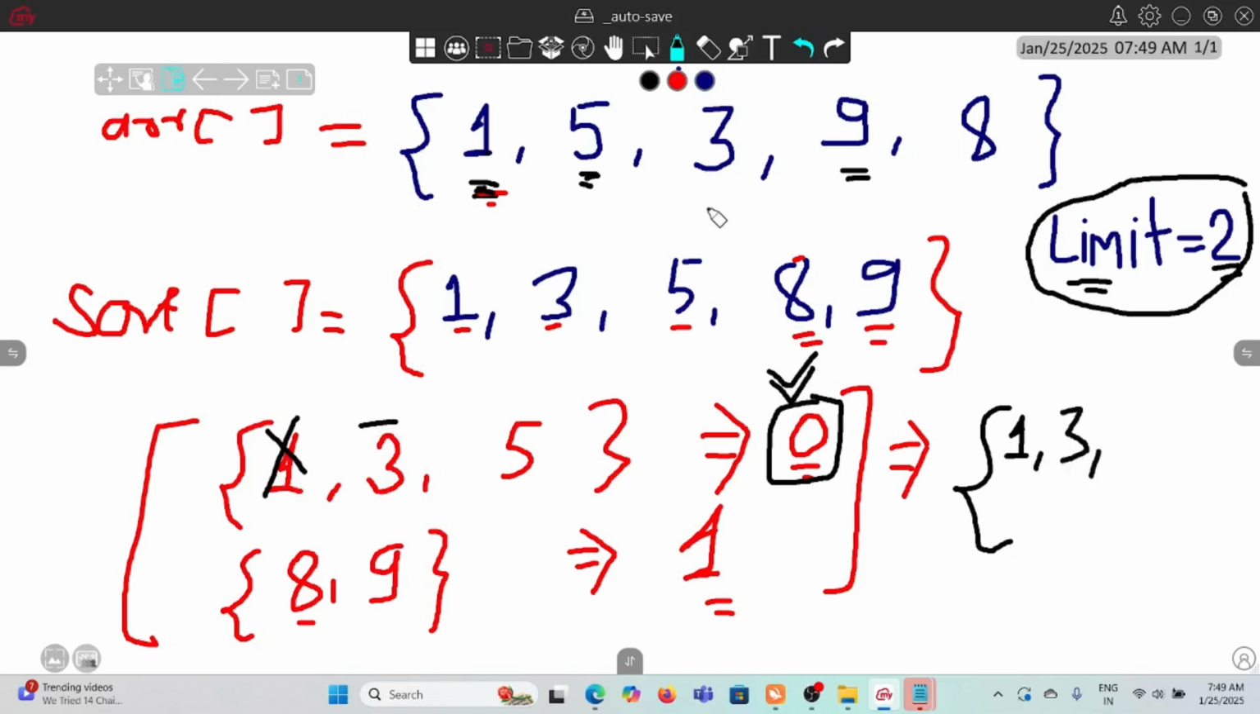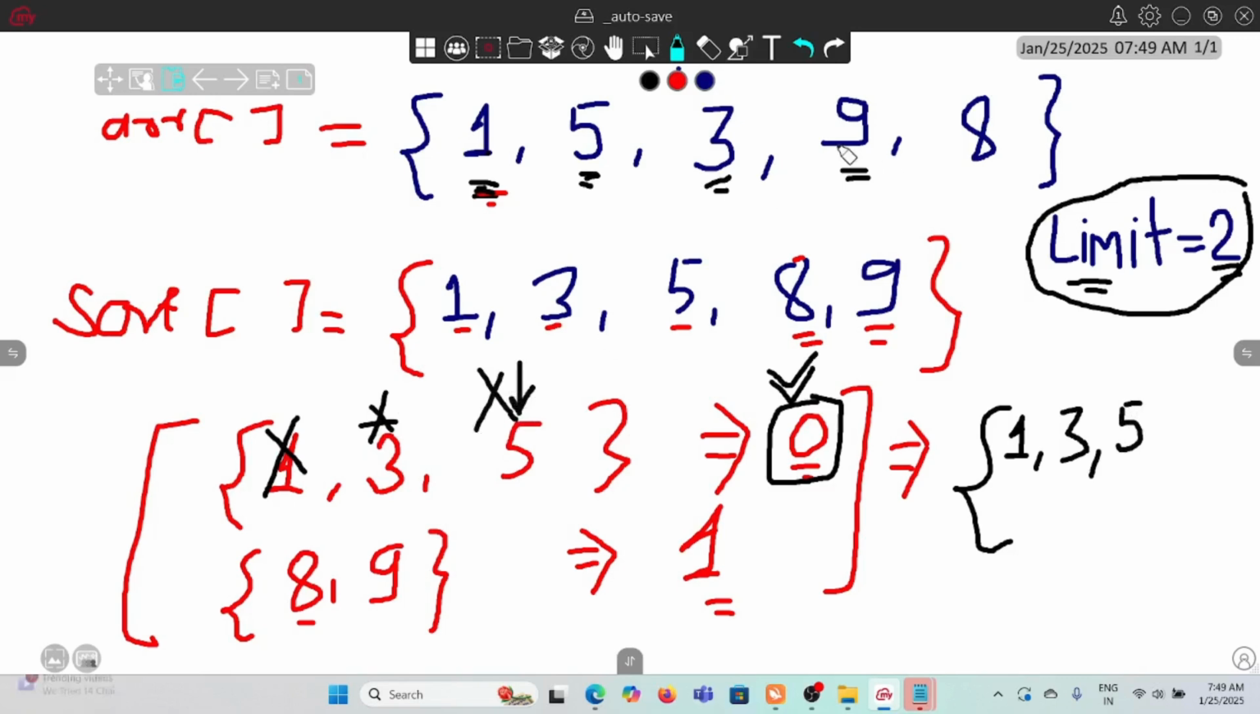Now we are coming to this guy 3. What is the group of 3? 3 is also residing in group 0. And what is the first guy? 3 is already deleted, right? So what is the first guy in this group now? It is 5. So we will put 5 here. We will delete this guy now.